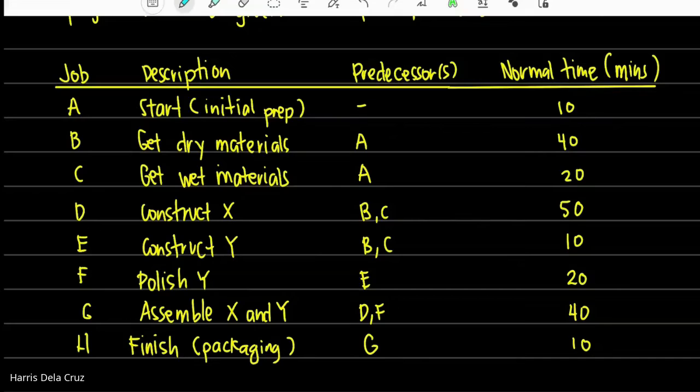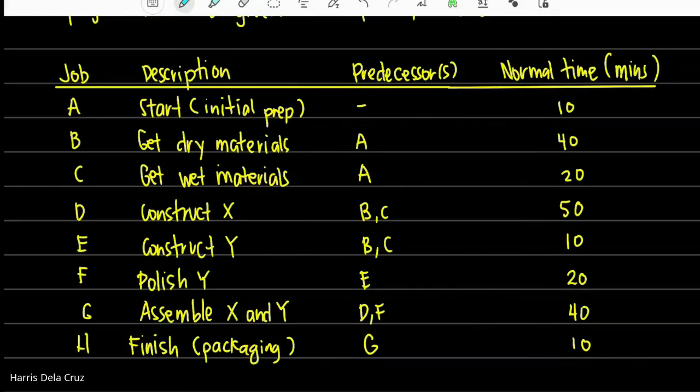And H is to finish. So, example of finishing activity are packaging, di ba? Babalutin mo na yung product mo. Or, I'm imagining if it's ordering a coffee, ilalagay mo na siya sa cup or something. So, it requires 10 minutes.